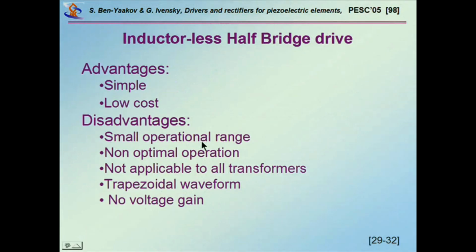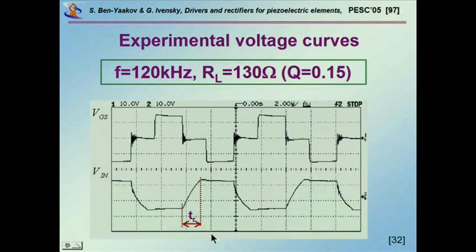Okay, so the advantage of this is that it's really simple. It's relatively, of course, low cost. You don't have to add anything, but it's very tricky. The operation range is small. You do not operate at the optimal point. You cannot use it with every transformer. And also, what is important is that the waveform you get is really not sinusoidal.